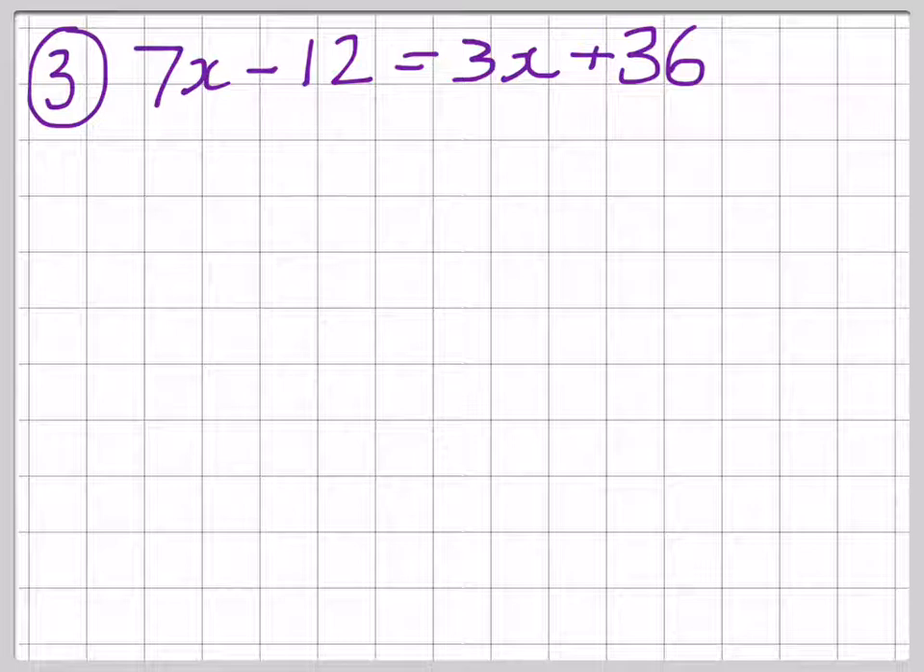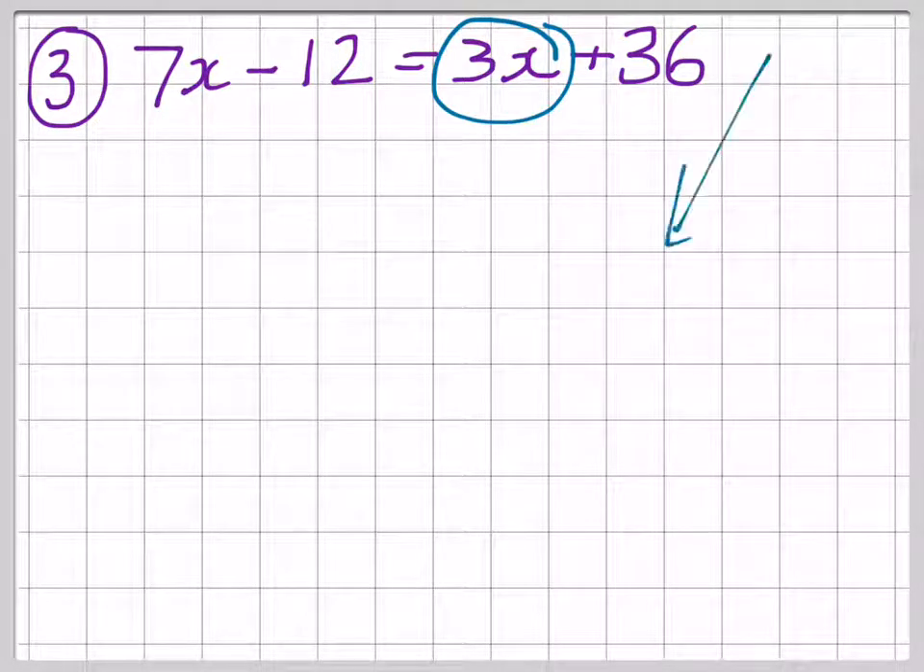One more to try on this next page here. Again, x's on both sides, numbers on both sides. So I'm going to get rid of 3x because that's the smallest number of x's. The way I do that is on both sides, I take away 3x.